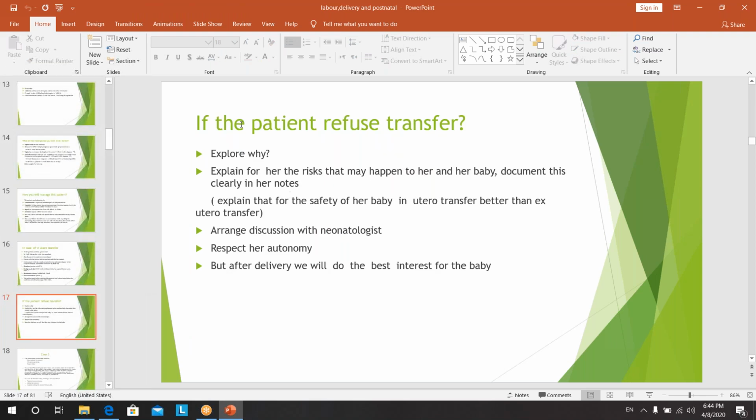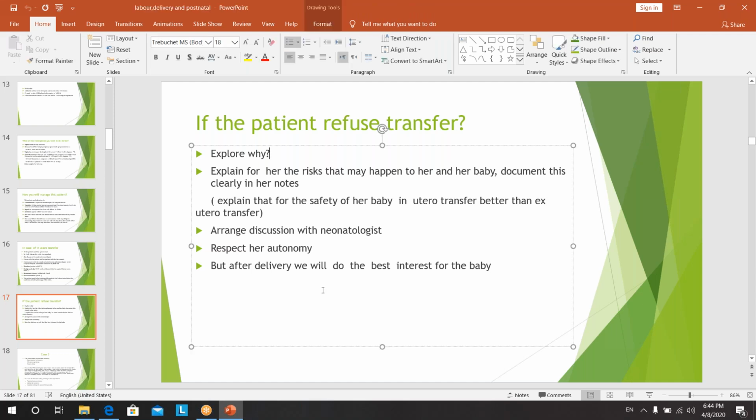Okay, this patient refused in utero transfer. So what will you do? If the patient refuses in utero transfer, you will explore why. Any time a patient refuses anything, you have to ask why. This is a very important word. You have to ask why you don't want. If the patient doesn't want to have in utero transfer, ask why. If the patient doesn't want to have a hospital delivery, ask why. If the patient doesn't want to have cesarean section, ask why.